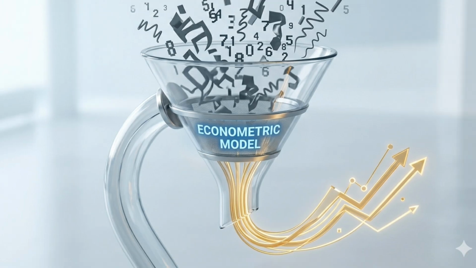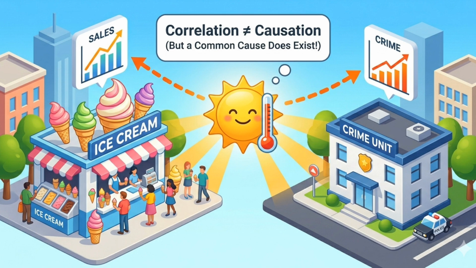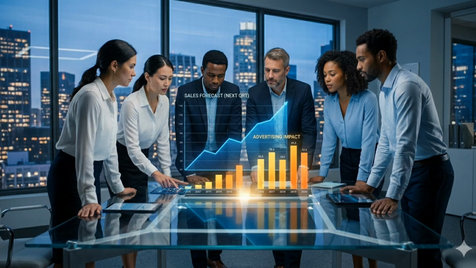6. It helps avoid misleading conclusions. Sometimes data can be confusing or misleading. Econometrics helps us avoid mistakes such as false relationships, biased results, and incorrect predictions. It gives us tools to test whether our results are valid and reliable.